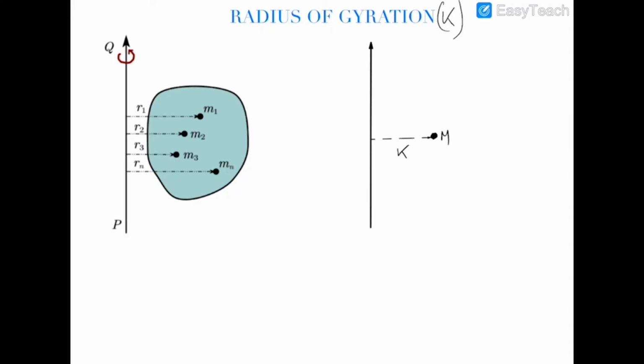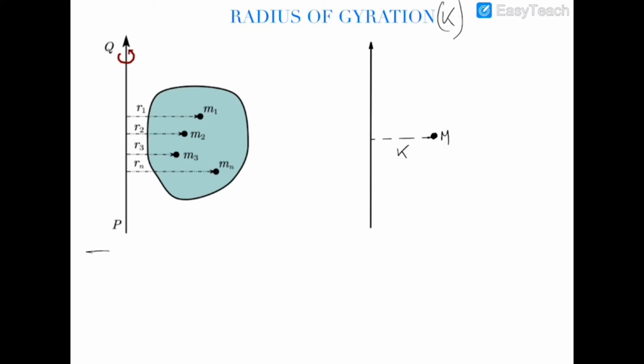So let us see that there is a system of masses m1, m2, m3 and mn, and each mass is at some distance from the axis. So if m1 is at a distance of r1, then m2 is at r2, m3 is at r3, and mn is at a distance of rn.